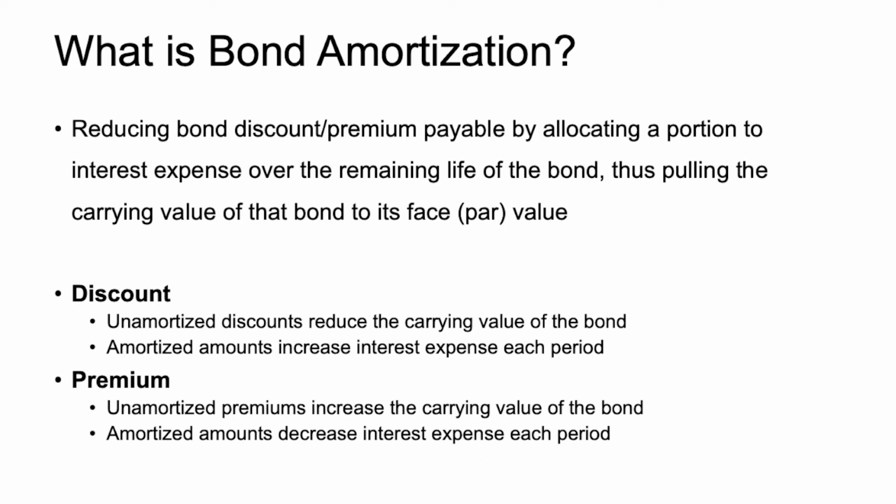So this bond amortization is just reducing that bond discount or premium payable by allocating a portion to interest expense over the remaining life of the bond, thus pulling that carrying value of that bond closer to its face or par value. So in the cases of discounts, the unamortized discounts reduce the carrying value of the bond when issued, so these amortized amounts increase interest expense each period, thus pulling up the carrying value of the bond closer to its face value. On the other hand, in the case of premiums, unamortized premiums increase the carrying value of the bond. So in the case of amortized amounts, they actually decrease interest expense each period, thus pulling down the carrying value each period closer to the bond's face or par value.